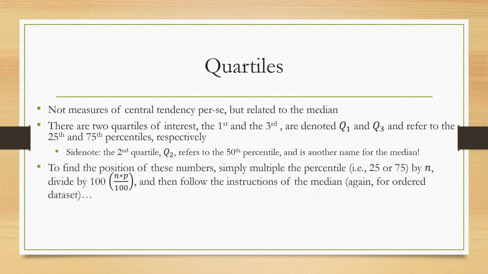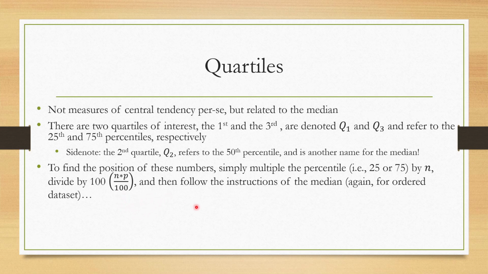So to find these, we use a formula. This is our first formula here. We take the percentile, either 25 or 75, depending on if you're doing Q1 or Q3, and you multiply that by n, the number of data points, and then you divide that by 100. So that equation is n times p divided by 100. And from here, we follow the instructions of the median. So if we get a whole number, we use this and the one above. If we get a decimal, we round it up, always round up.